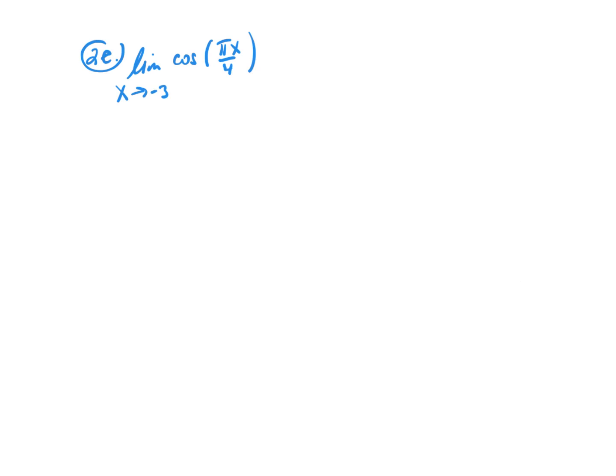All right, and we've got a cosine function as part of our problem here. We're finding the limit as x approaches negative 3 of the cosine of pi times x over 4. Well, cosine graph is continuous, so you can find the limit anywhere. There are no breaks, there are no holes, no asymptotes. So jump right in to the cosine of negative 3 pi over 4.